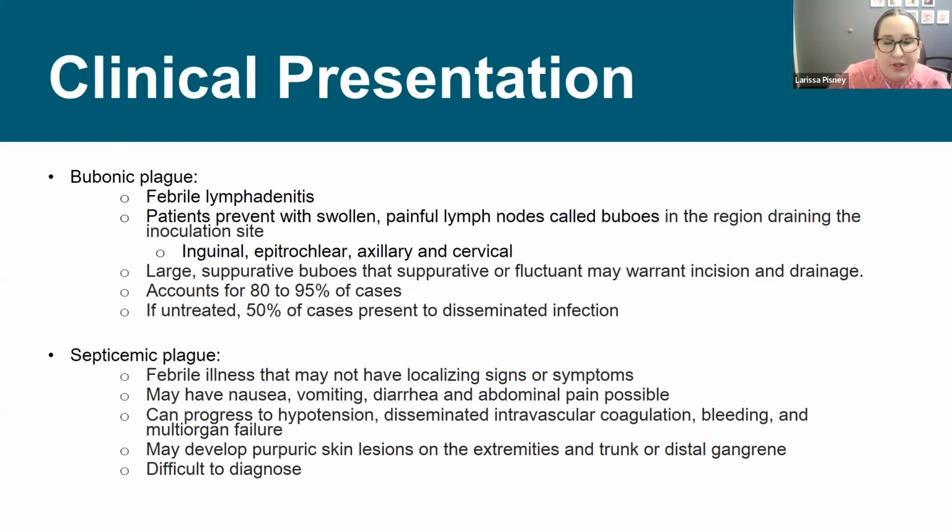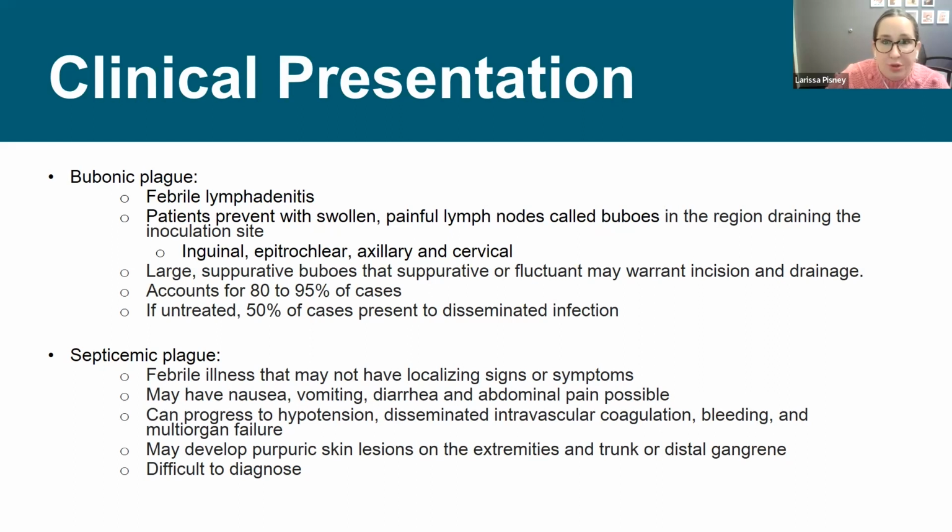And so this is typically the result of the bite of an infected flea. And this is when patients present with a febrile lymphadenitis. What this means is they come in with swollen or painful lymph nodes and associated edema and erythema. These lymph nodes are called buboes, and they occur in the region that drains the inoculation site, or the place where the flea bit the individual. So common areas include inguinal, epitrochlear, axillary, and cervical.